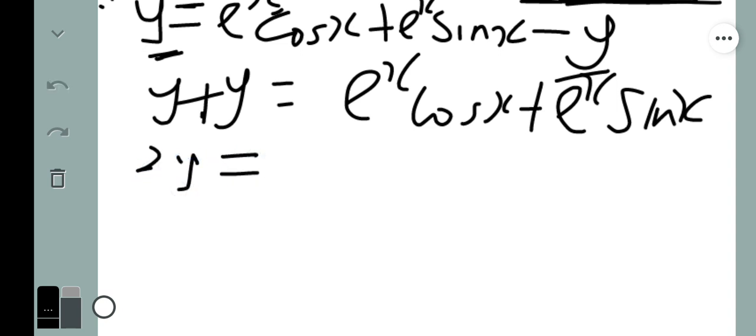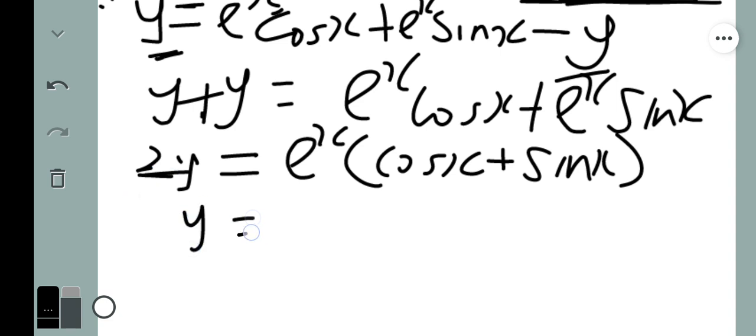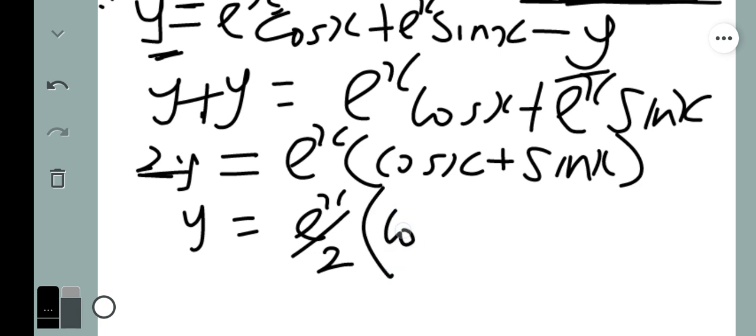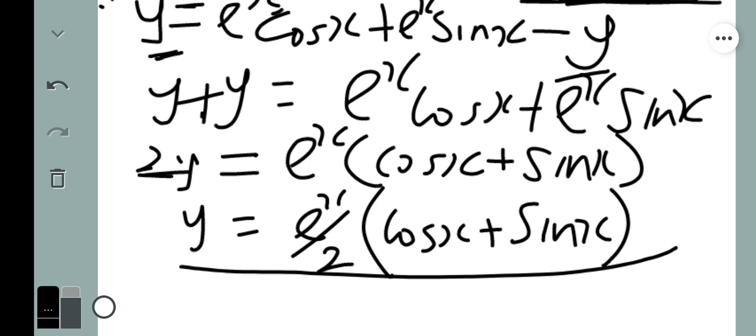2y equals to exponential x is common. We have cos x plus sine x. So from here, divide both sides by 2. We have y equals to what? Exponential x over 2 times sine x. I get it now. So this is our final answer at the end of the day. The final answer for that question is what we have here.